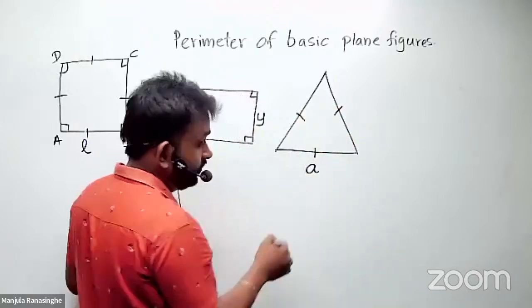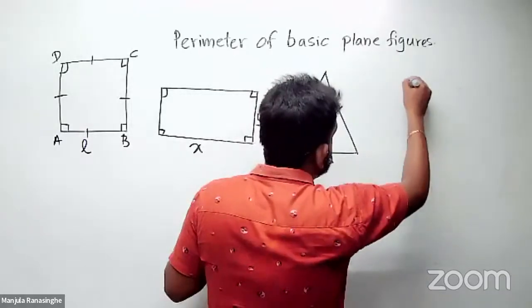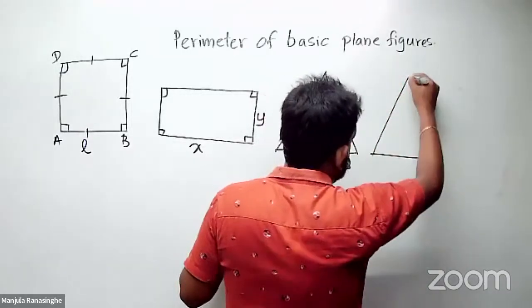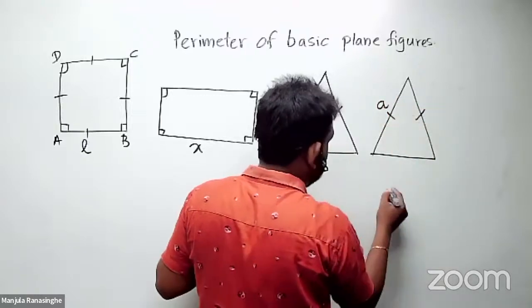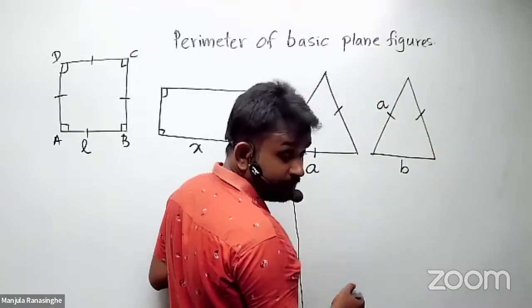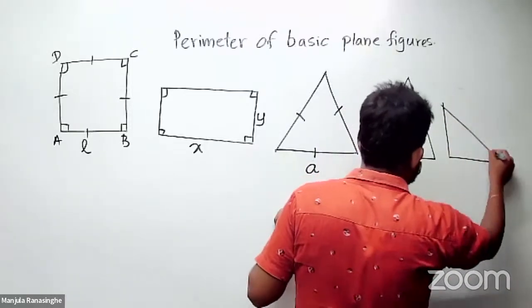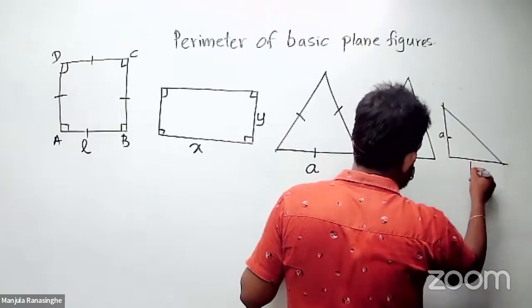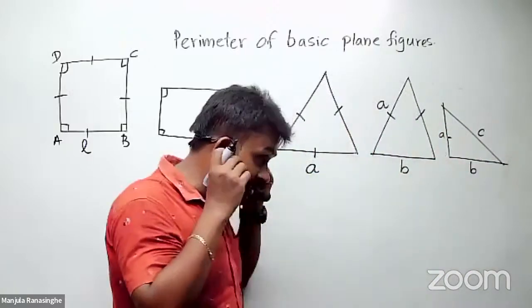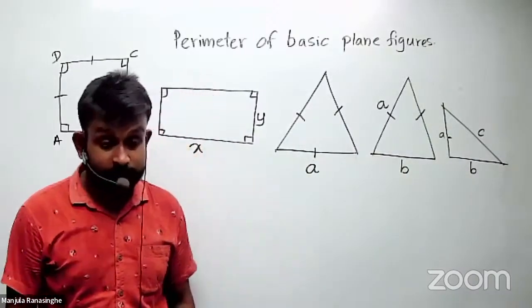Equilateral means all three sides are equal. Then I take an isosceles triangle, two sides equal, having length A, and the other side is B. Then I take a scalene triangle with different lengths A, B, and C. So now I am going to find the perimeter of each of these figures.